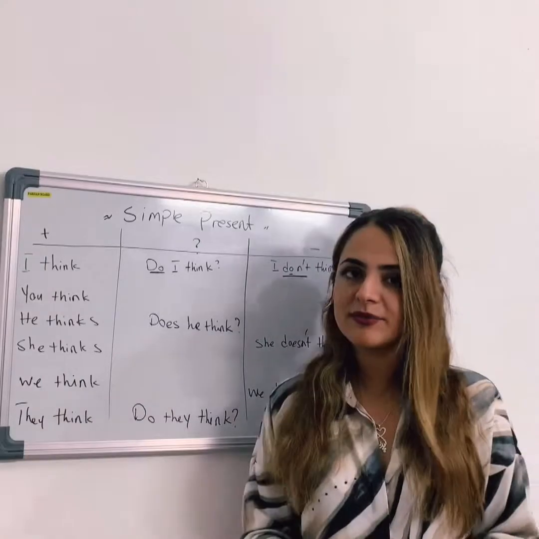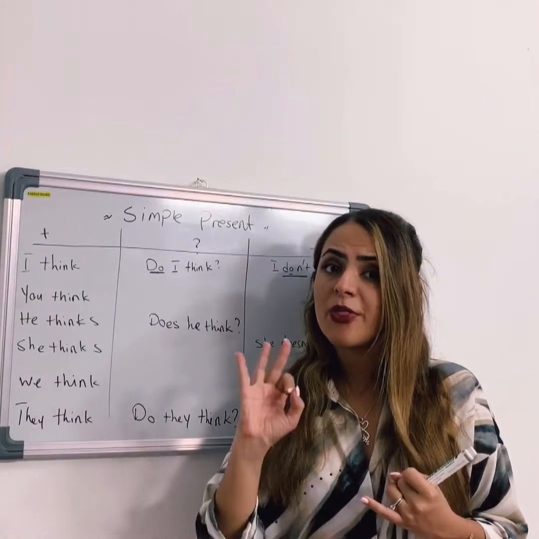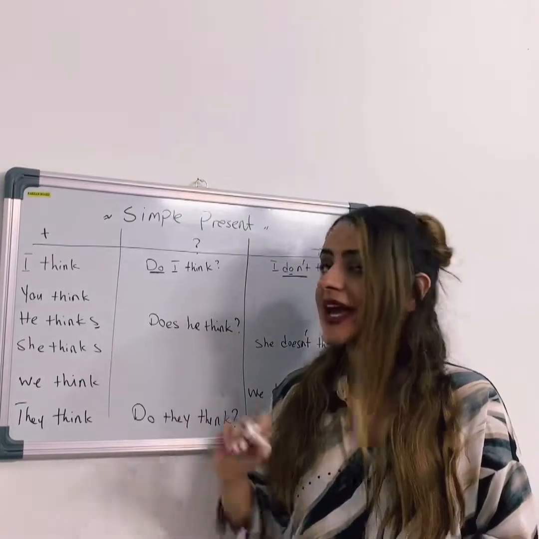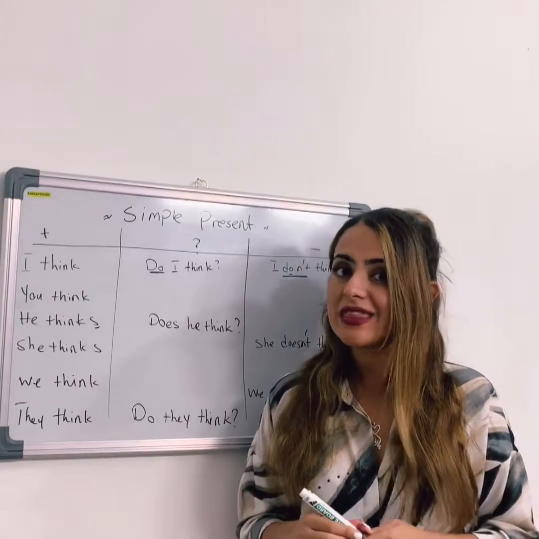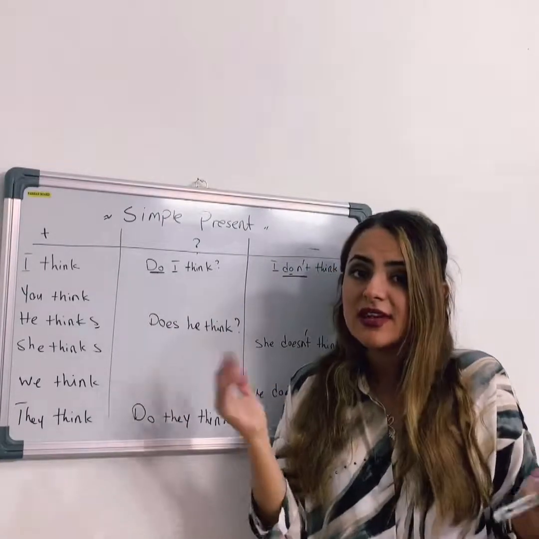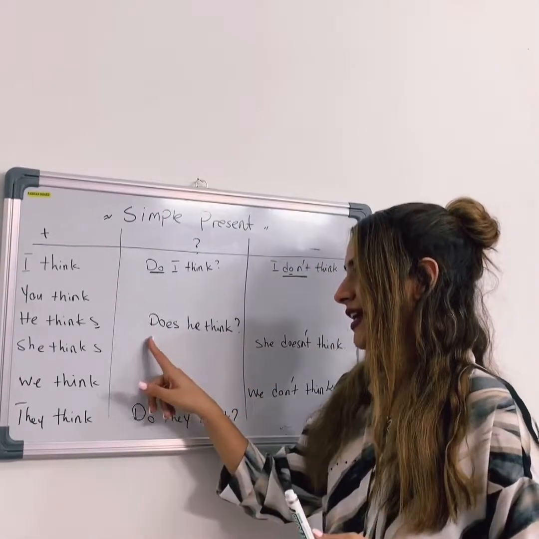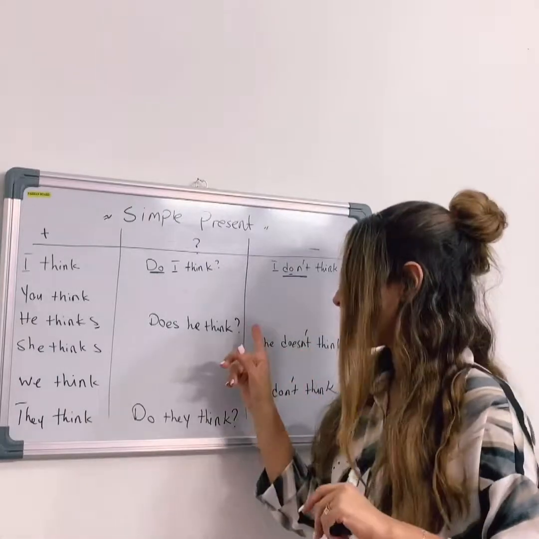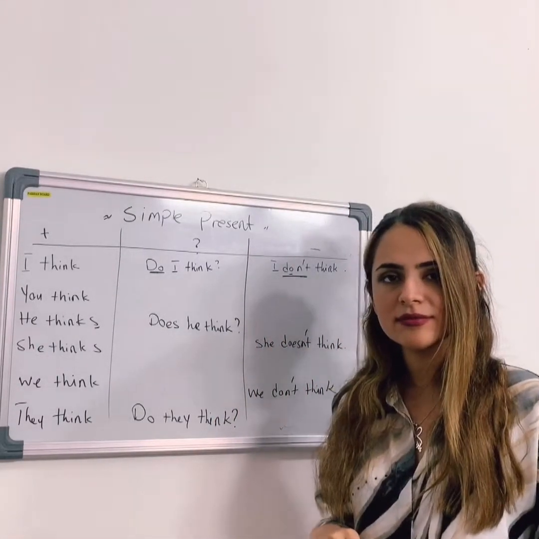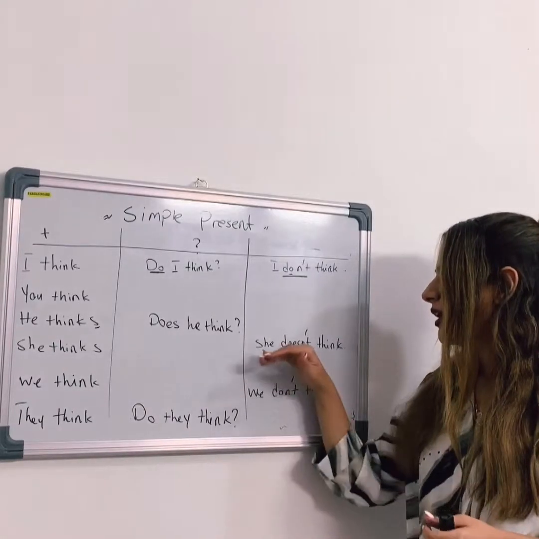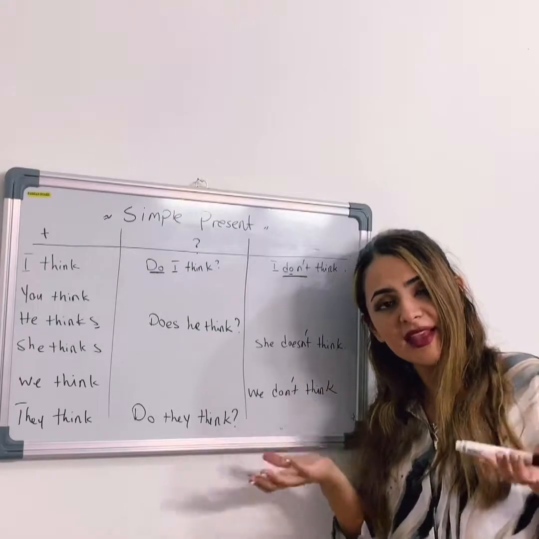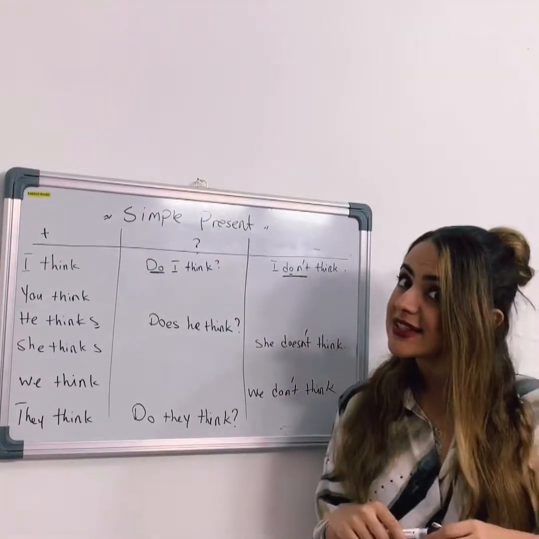He thinks. If I'm talking about third person singular, I add s to the end of the verb. He thinks. If I want to make a question, does he think? Because of does, I don't use s anymore. So, does he think? He doesn't think, or she doesn't think. If you want to make it negative, you use doesn't.